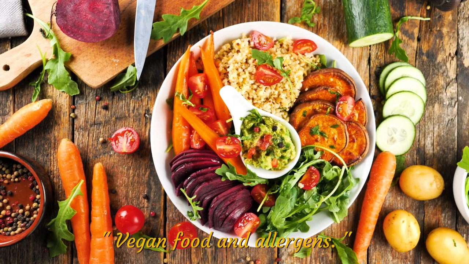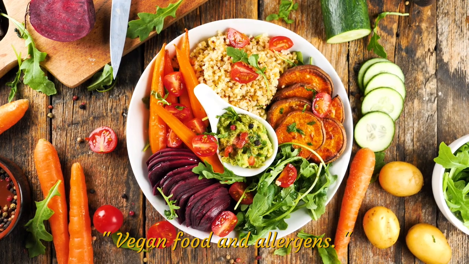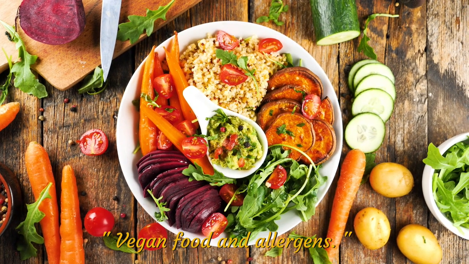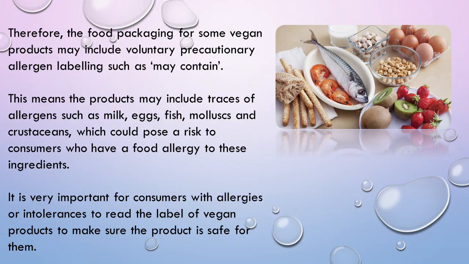Now, therefore, the food packaging for some vegan product may include a voluntary precautionary allergen labeling such as may contain. This means the product may include traces of allergens such as milk, eggs, fish, mollusks, and crustaceans, which could pose a risk to consumers who have a food allergy to these ingredients. It is very important for consumers with allergies or intolerances to read the label of vegan products to make sure the product is safe for them.